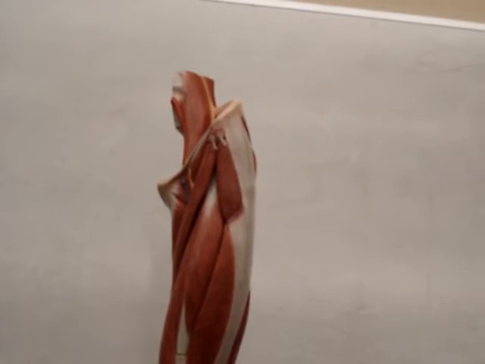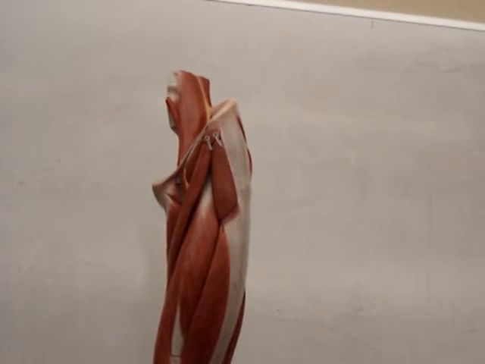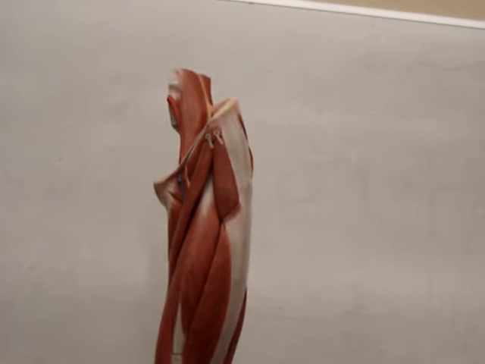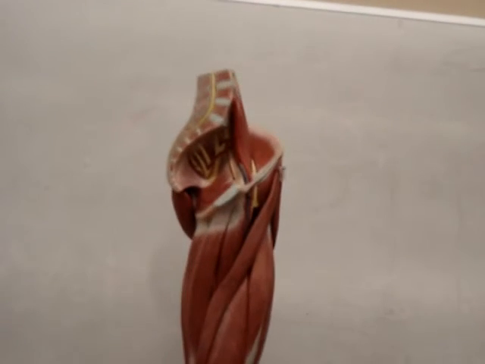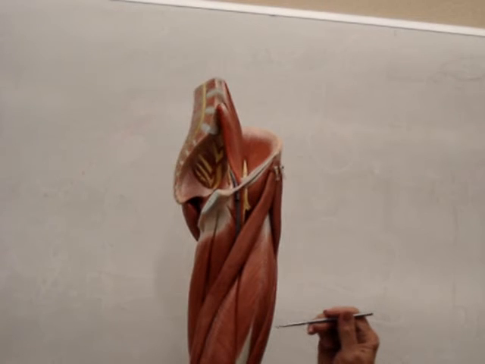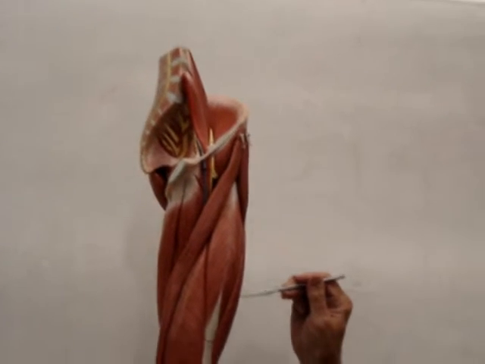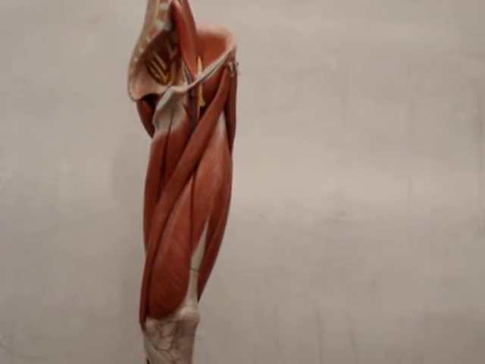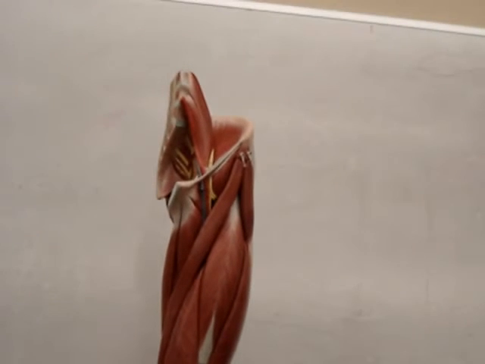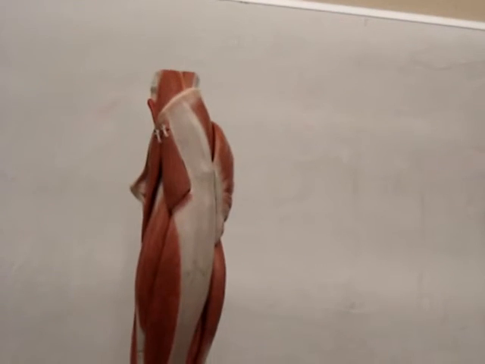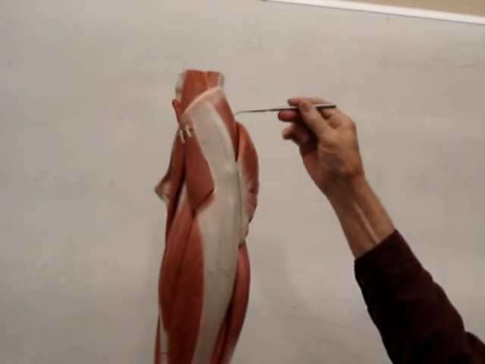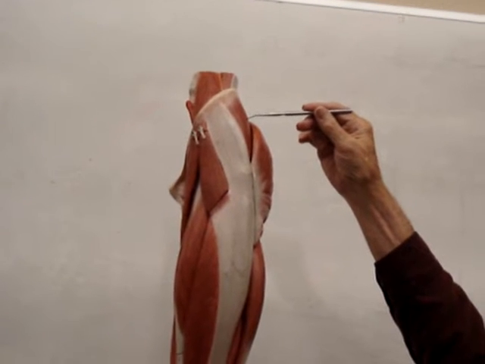Is there a vastus lateralis? Oh, yeah. I thought that was it. Vastus lateralis is over here. Gluteus medius. Gluteus medius is underneath the gluteus maximus.